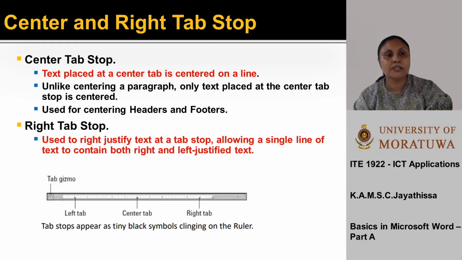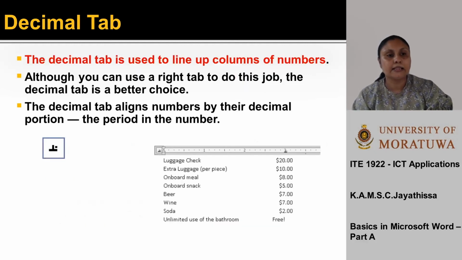And this is for center and right tab formatting. Center tab formatting also you can have by using the ruler or using the tab dialog box. Here you can see, you can get a clear understanding when we do the tutorial session. This is the decimal tab formatting. Decimal tab formatting is mostly used to line up a column of numbers. It can be done through the right tab formatting, but it's a better way to do it in decimal tab formatting.